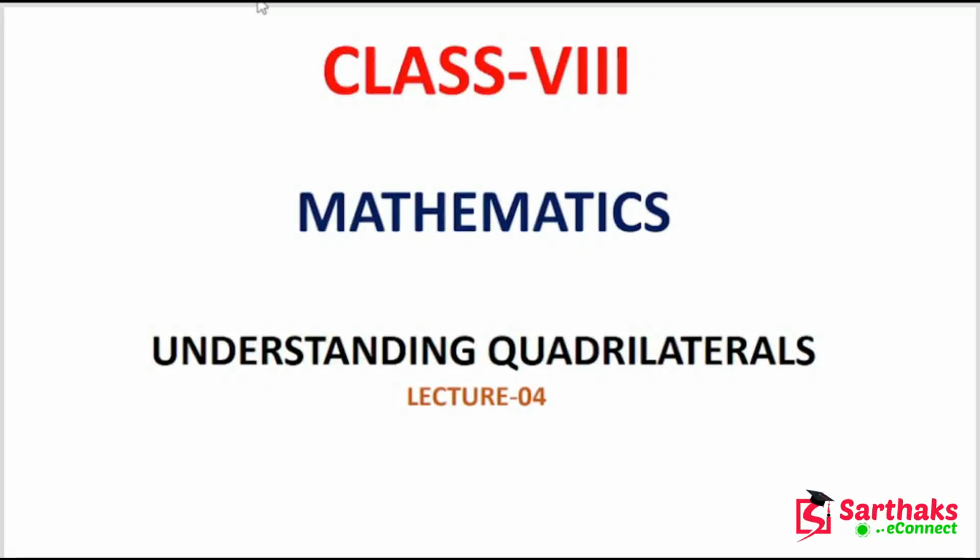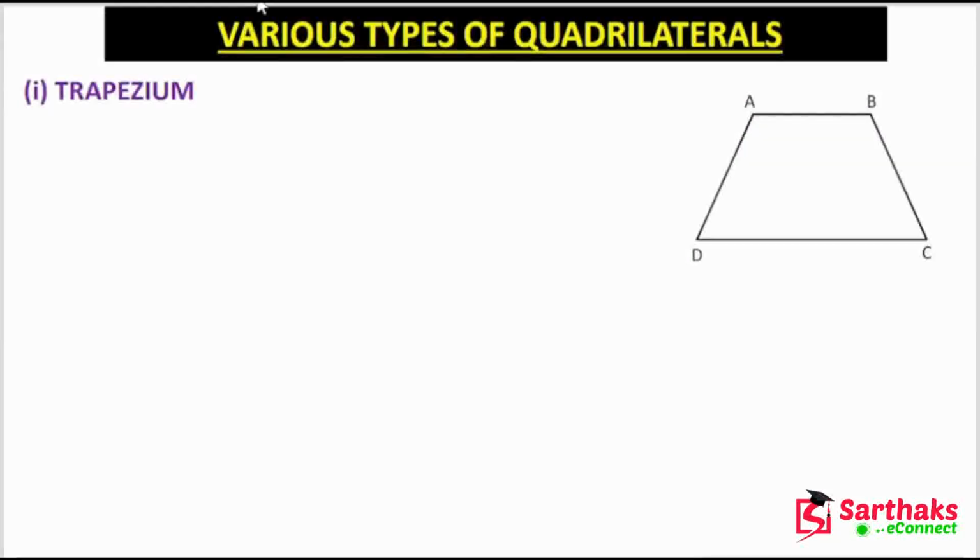Hello everyone. Today we are going to start lecture 04 of class 8 mathematics chapter number 3, which is understanding quadrilaterals. In this lecture we are going to talk about various kinds of quadrilaterals which are present in our course. There are a total of 7 types of quadrilaterals which we have to study, in which the first one is trapezium.